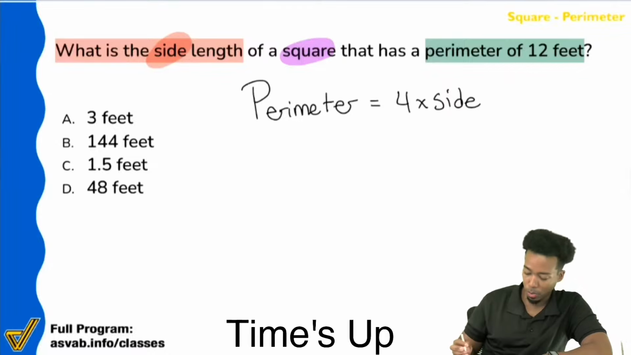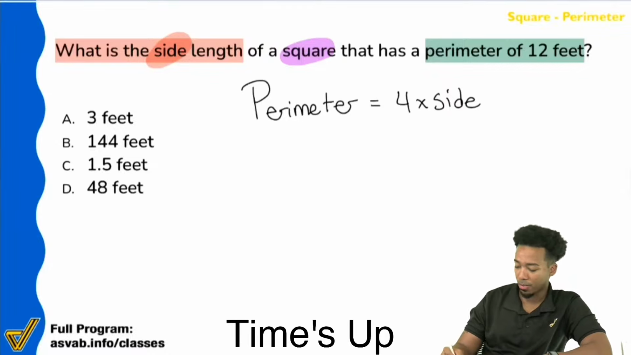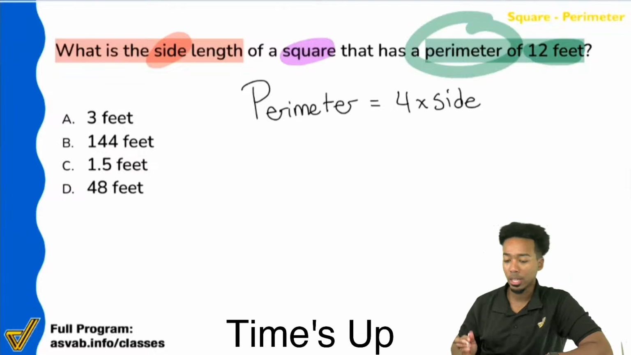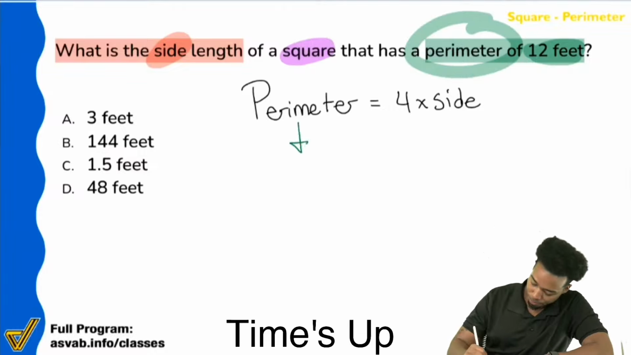And so you plug in what you have. Everybody, that 12 is going to go in place of the perimeter. That 12 goes in the place of the perimeter. And so right here, 12 equals 4 times the side.